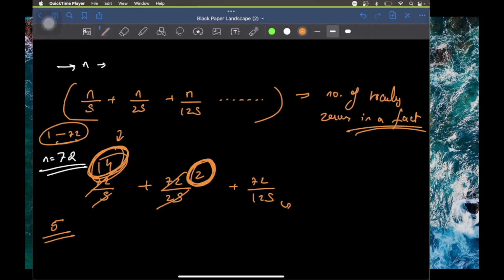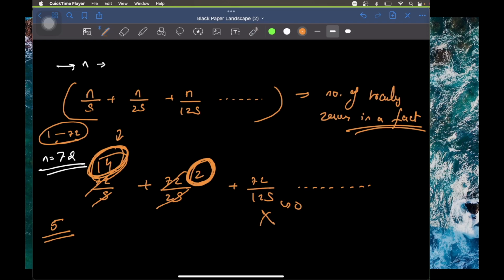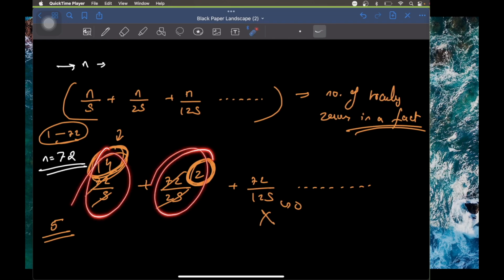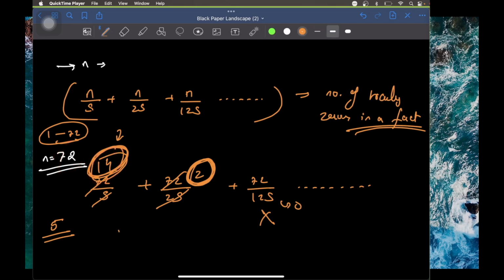Now this will be 0, and everything beyond this will always be 0, because now the denominator is greater than the numerator. So you don't need to actually do this. Till the time it gives you a division greater than 0, you just need to do that. So technically for n equals 72, the answer is going to be 16. That means in the factorial of 72, there will be 16 trailing zeros at the end.